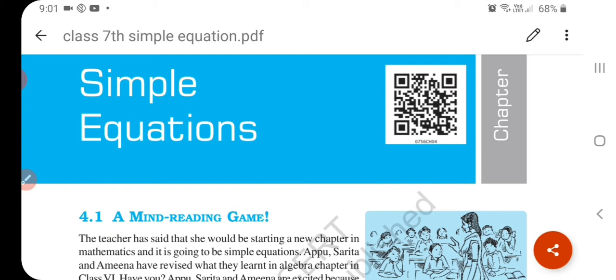Okay, in our previous chapter we have learned about variable, constant, coefficient. You know what is variable, constant and the coefficient. Now, what is variable? The word variable means something that can vary, that is change. A variable takes different numerical values, its value is not fixed. Variables are denoted usually by letters of the alphabet: X, Y, Z, A, B, C, L, M, N and so on.